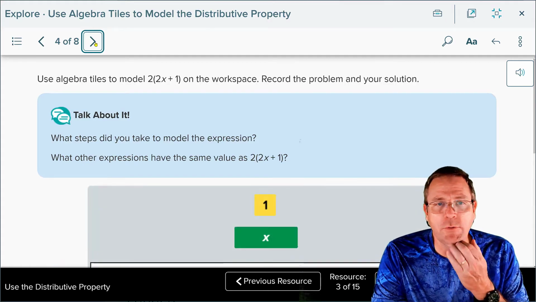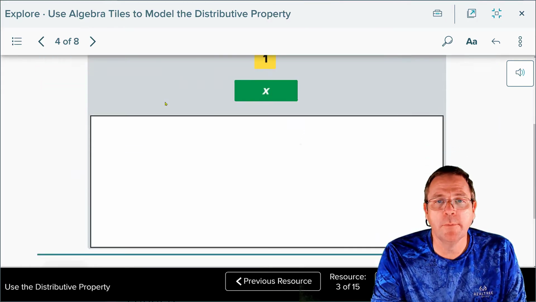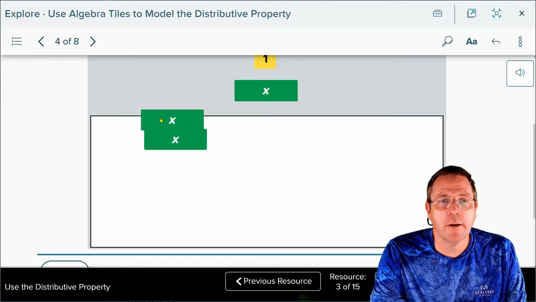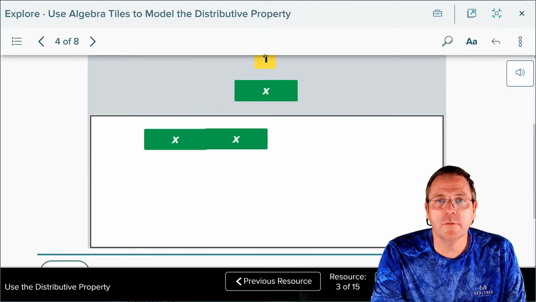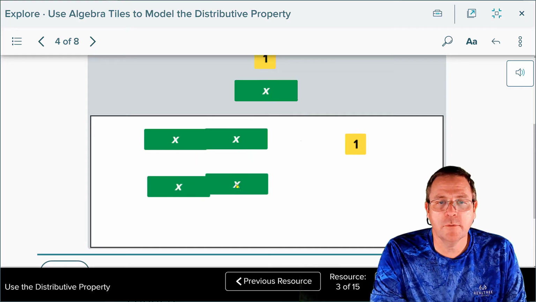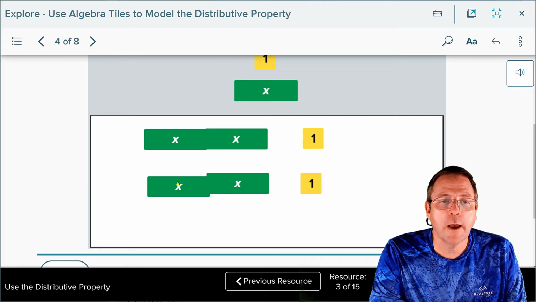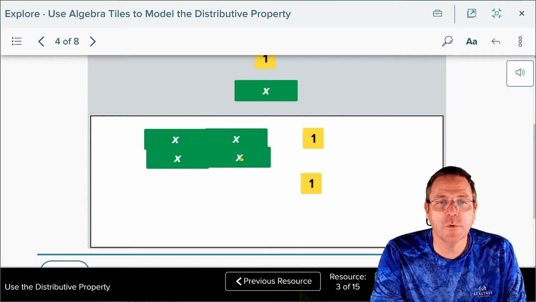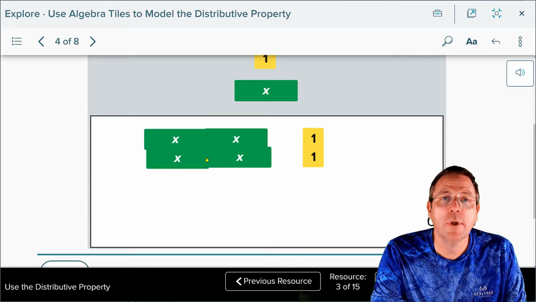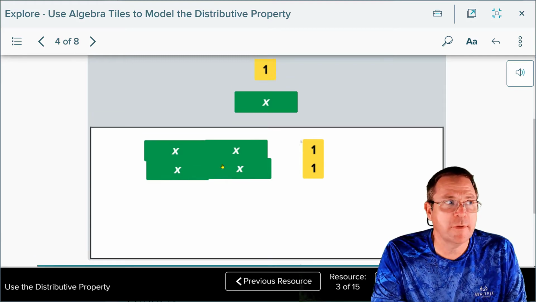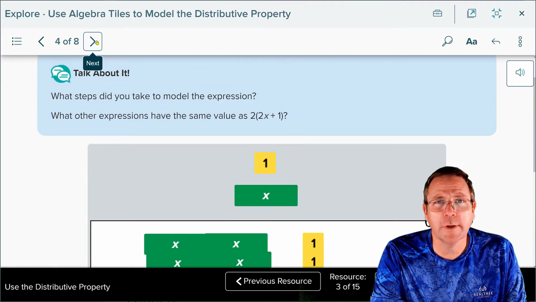What if we had 2 times 2x plus 1? Well, for that one, I've got 2x's and 1 here. I get 2x's and 1 here. And once again, I can do 2 times 2x plus 1, or I can do 2 times 2x, which gives you 4x's, 2 times 1, which gives you 2, and either way, it gives you the same exact values when you're all said and done.